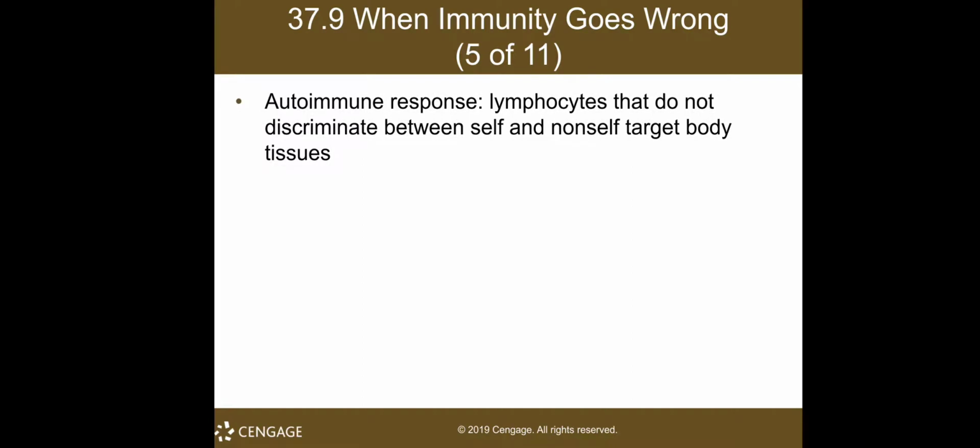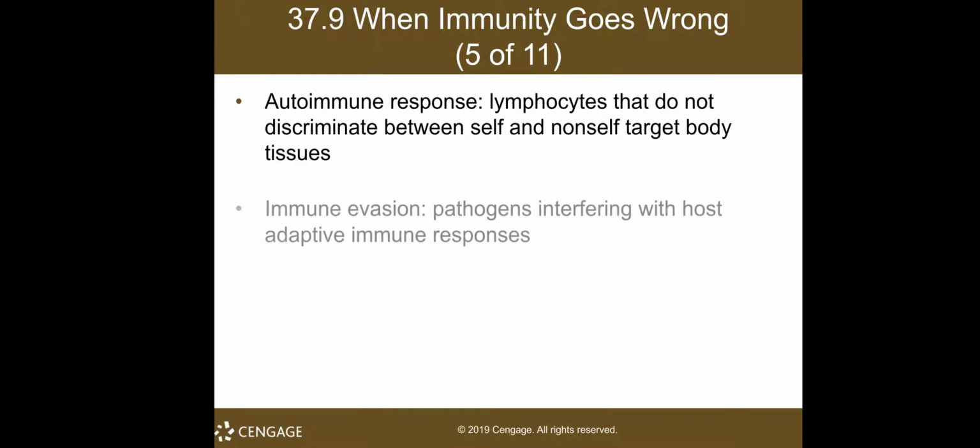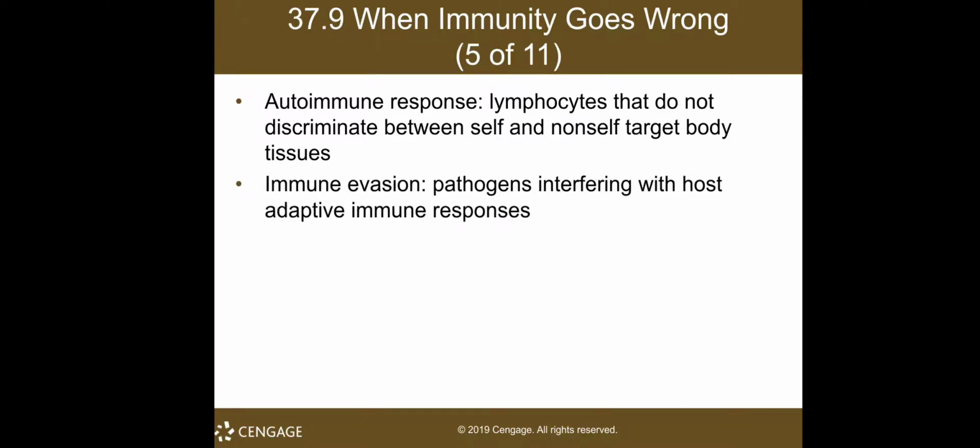For the autoimmune responses, you have lymphocytes that do not discriminate between self and non-self, and they target the body tissues because they are abundant here. We have many enemies here, and then they fire away.